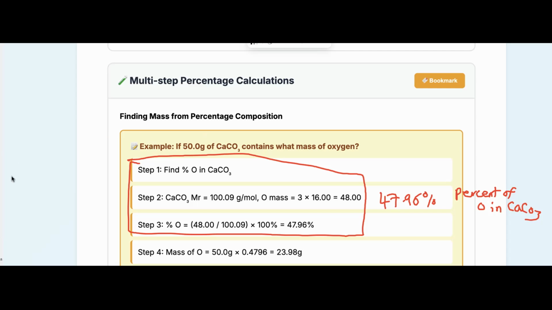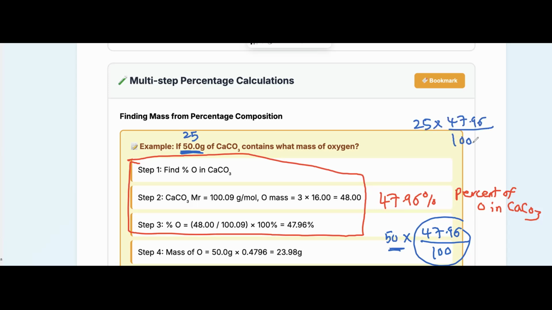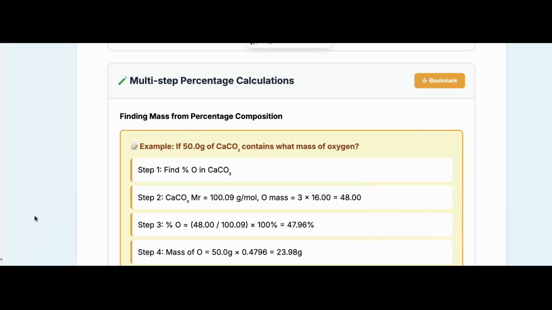In my example here, the calcium carbonate was 50 grams. So I need to find what is 50 grams multiplied by this percentage, 47.96 over 100. So I get the mass from this 50 grams. If my question was 25, I would do 25 multiplied by 47.96 over 100, and so on. Make sure that you understand this very well. And after doing it, you can bookmark it as well.